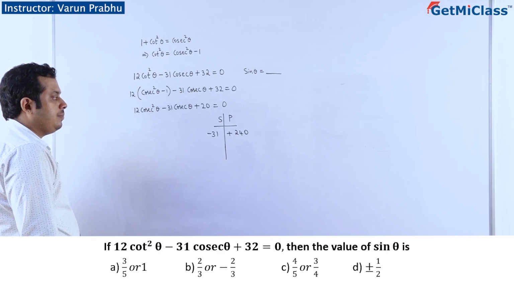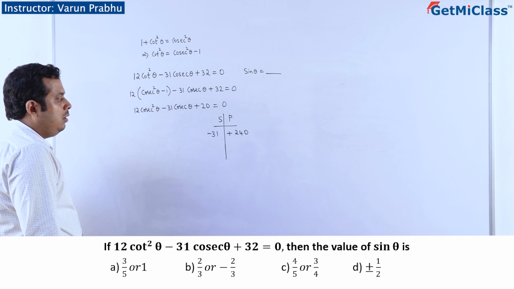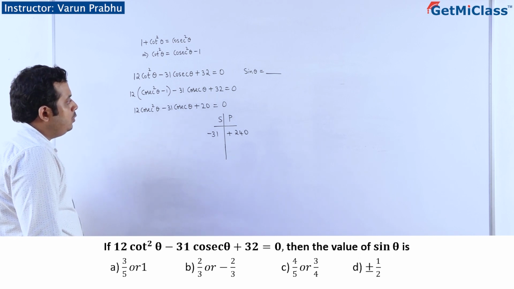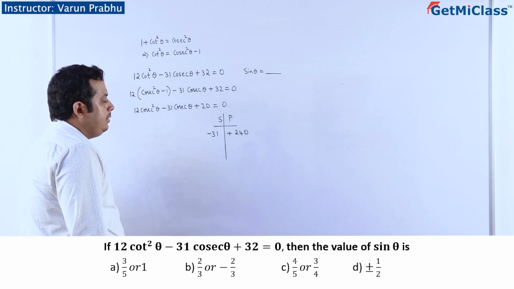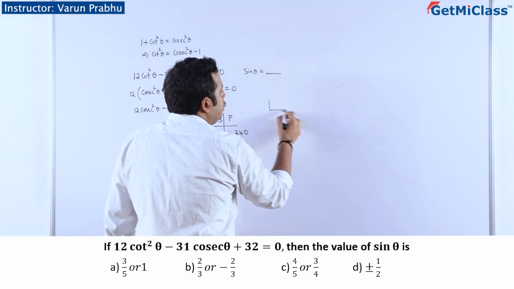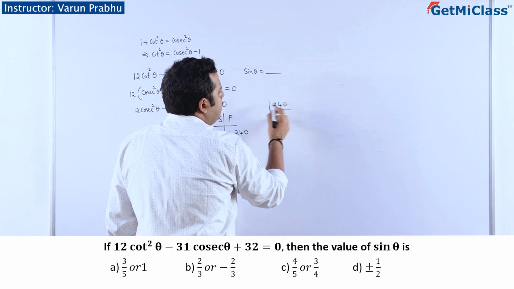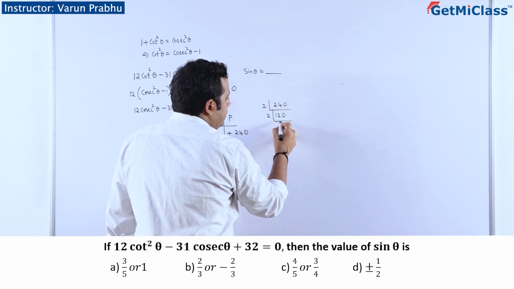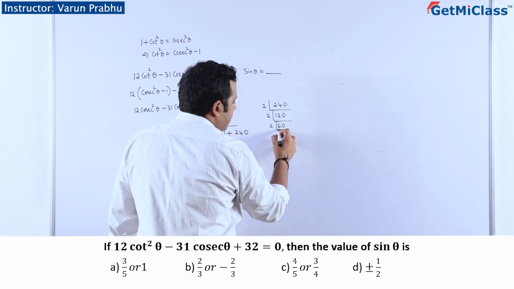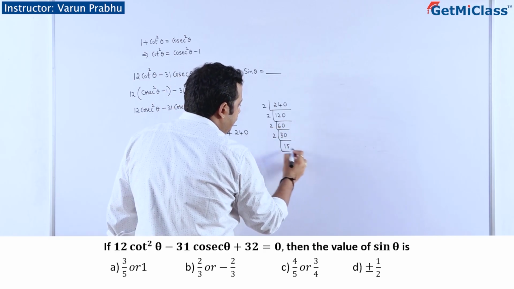So we'll have to cross check what values will satisfy for cosecant theta, right? So what is the shortcut here? The shortcut is like this: 240, you divide by the smallest number which you know. 2 120s are, 2 60s are. See, this is the shortcut, students. 2 30s are and 2 15s are. Enough now for me, 15.